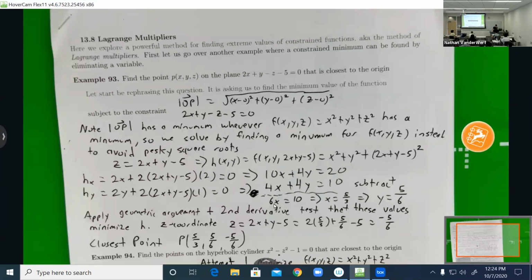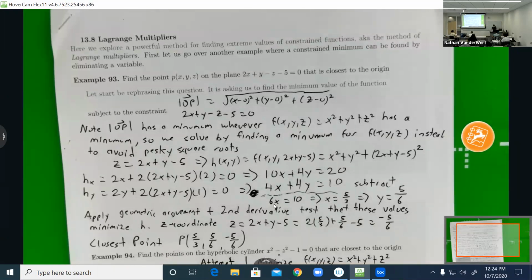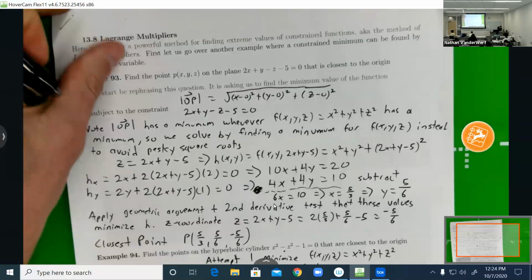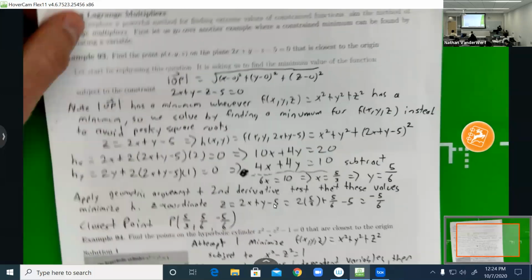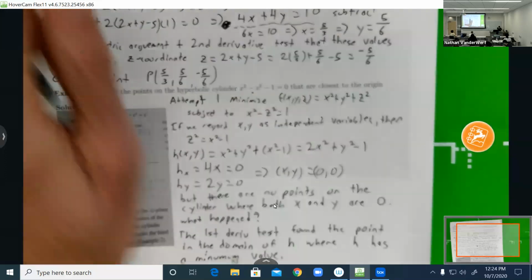All right, so we're going to continue on with our discussion of Lagrange multipliers as a method to finding min-maxes on surfaces subject to constraints of other surfaces. And so let's see, we were working on this problem last time where it was just find the points on the hyperbolic cylinder.